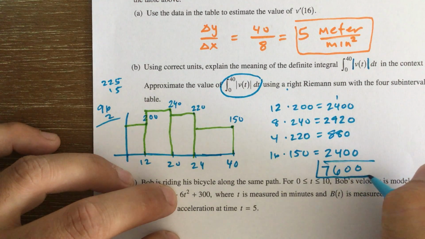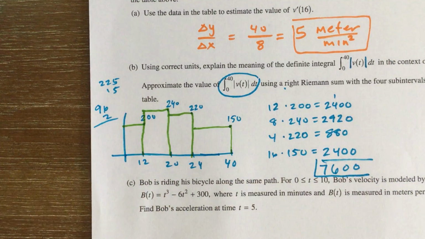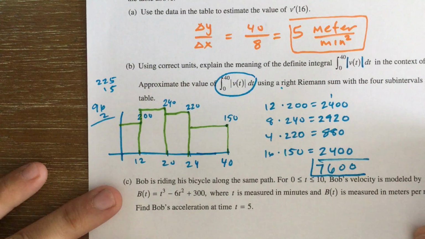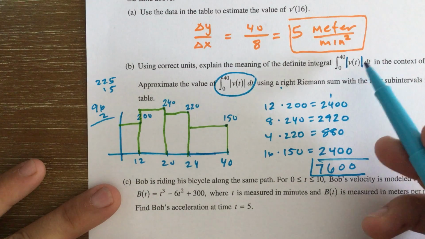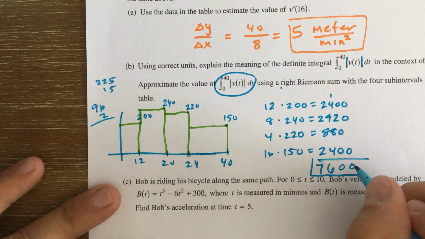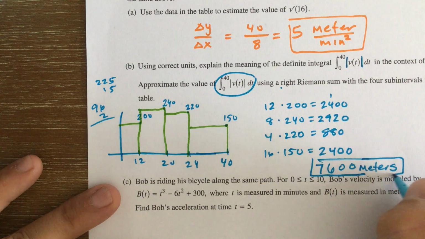And there's our answer. I'm just adding those values up. The one thing I would be careful of is making sure you answer all the questions here. The question was, how far did she actually run? Because that's what the thing is representing, and I'll explain that in just a moment. So it's going to be 7,600 meters is how far she went.